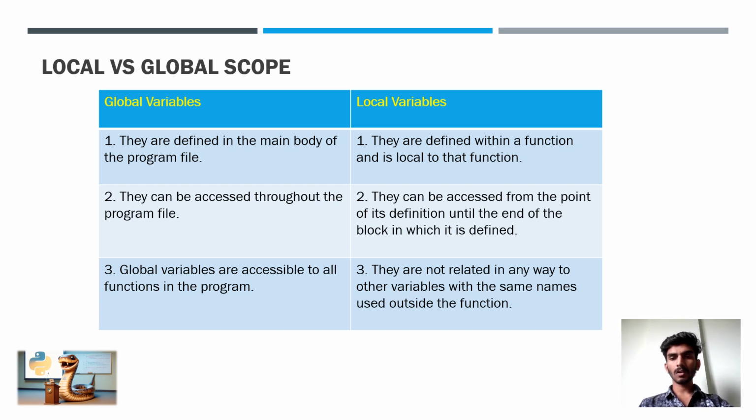They are not related in any way to other variables with the same names used outside the function. So that's what is treated as different inside the function and outside the function. If you define both x values inside and outside, they will be treated as different. That's what the global scope means.